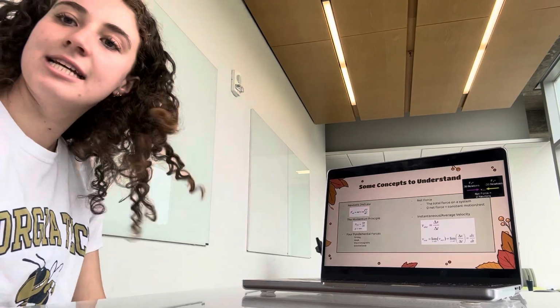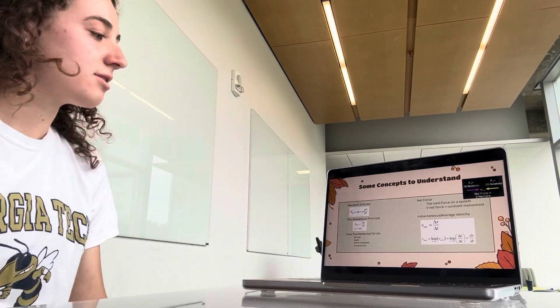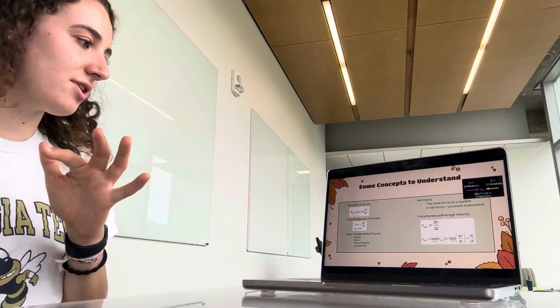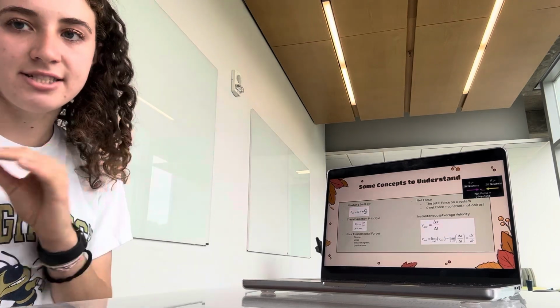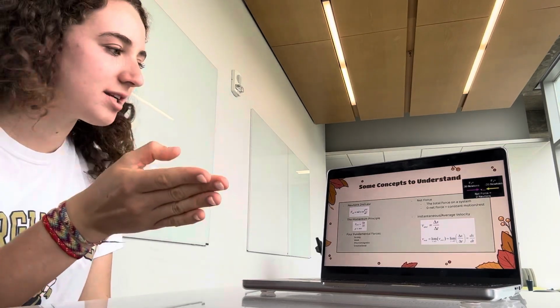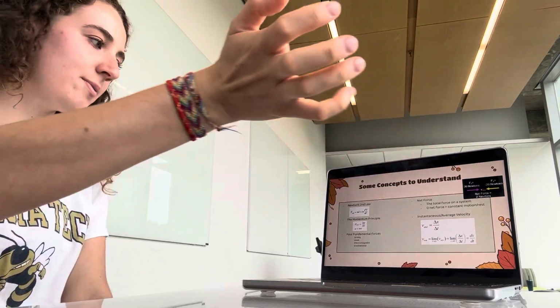Another principle to understand is the momentum principle. Momentum equals mass times velocity, or force times change in time. So basically the applied force over time is momentum that carries an object forward.